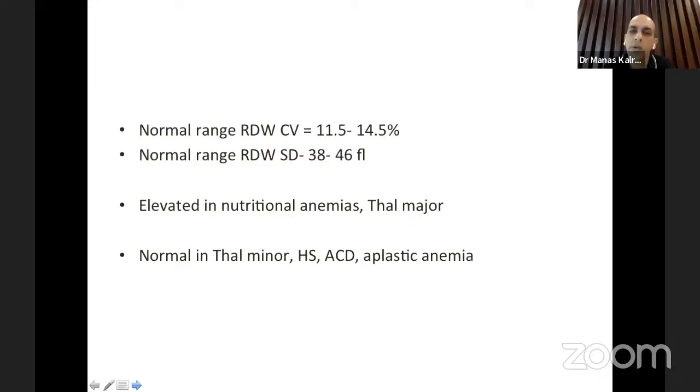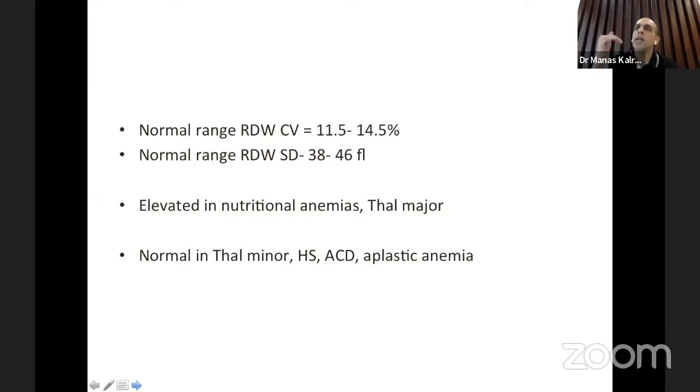So RDW ranges from 11.5 to 14.5 in the CV range. And if you use the standard deviation, then it is 38 to 46. We generally stick to the CV. And if it is more than, say, 14.5, we call it a high RDW.